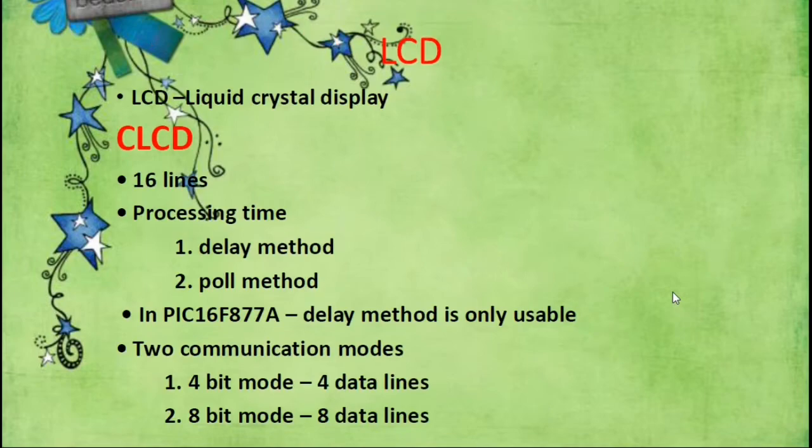LCD means liquid crystal display. 16x2 LCD, programming time, delay method, polling method. In PIC16F877A, the delay method is the only stable one. Two communication methods: 4-bit mode, 4 data lines; 8-bit mode, 8 data lines.